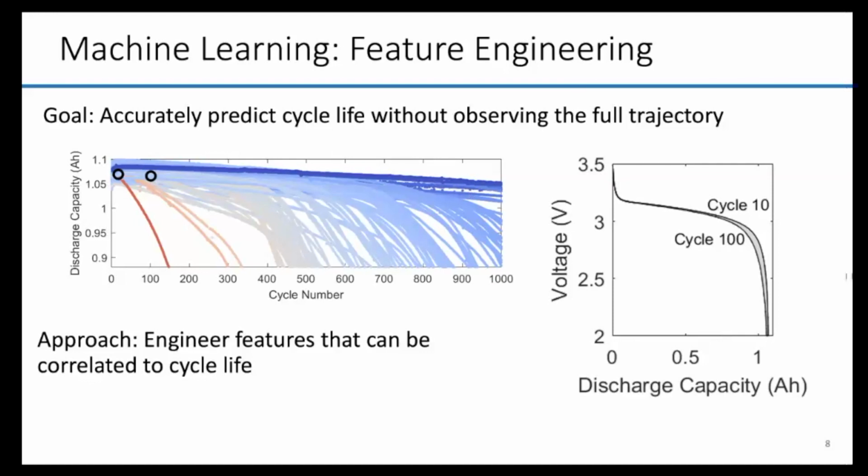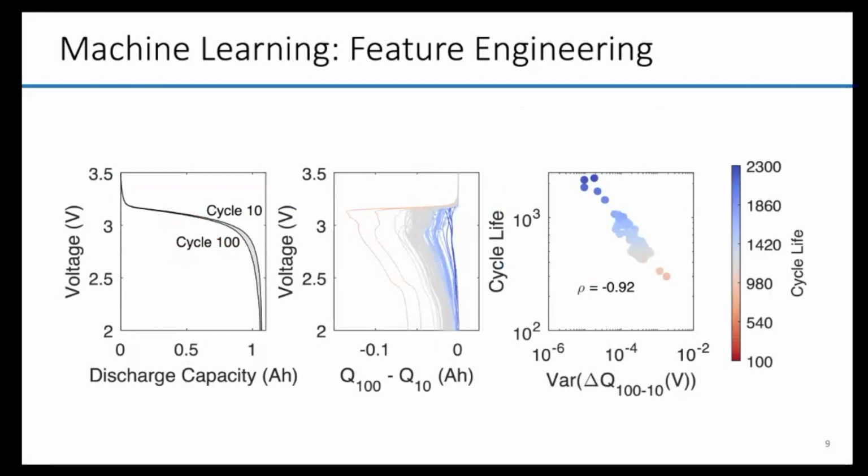And so here are some of the features we ended up considering. On the left, again, we have this voltage capacity curve. We considered the difference of these as a function of voltage, which I'm showing in the middle plot here. Now, each of these trajectories is correlated with the eventual cycle life of the battery, and we can begin to see some pattern. We are interested in summarizing these trajectories to be then fed into our model.